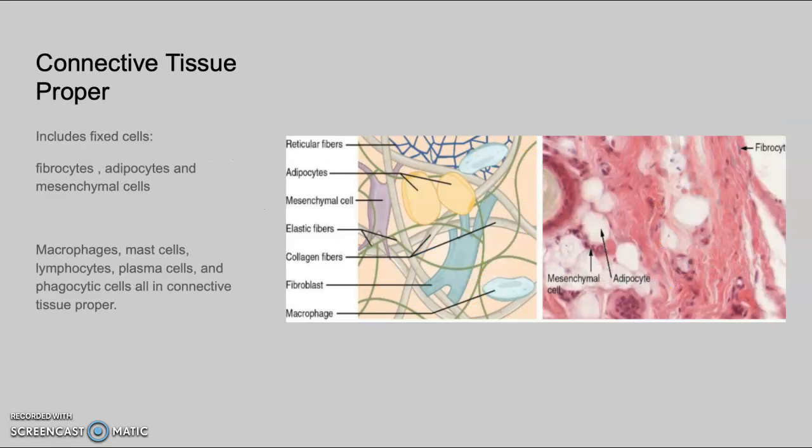Connective tissue proper. It includes fixed cells such as the fibrocytes, adipocytes, and mesenchymal cells. The macrophages, mast cells, lymphocytes, plasma cells, and phagocytic cells all are connective tissue proper.